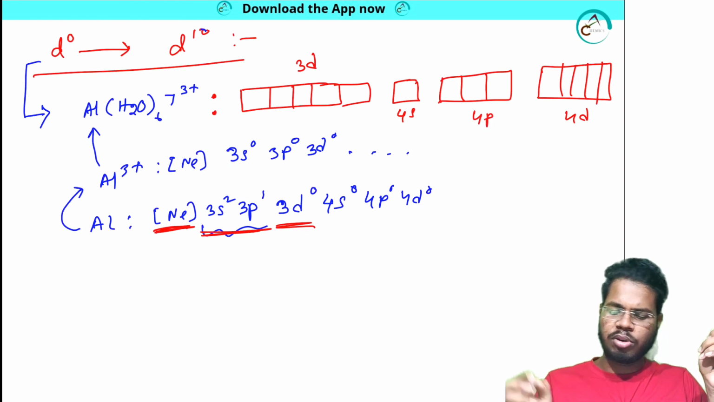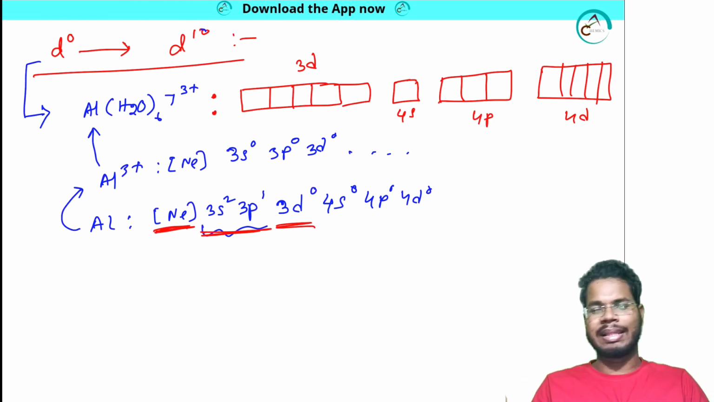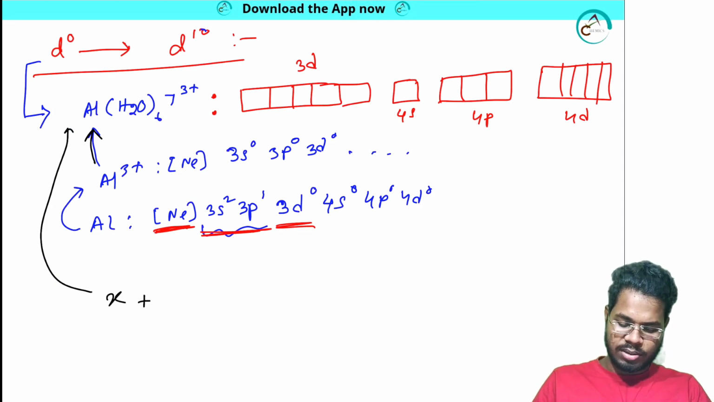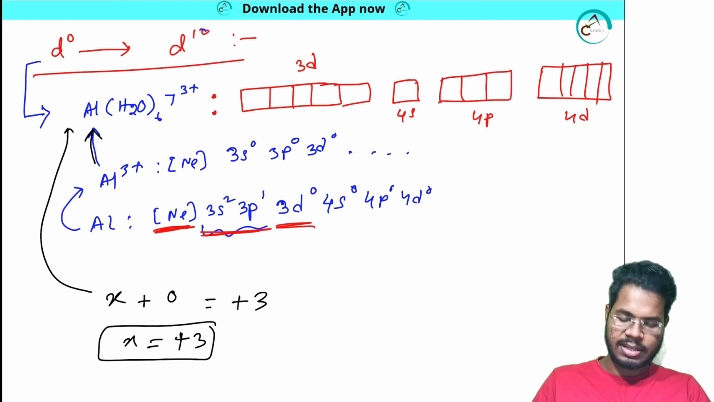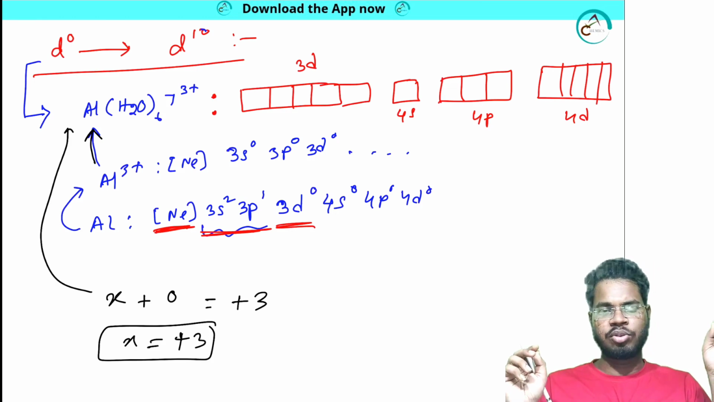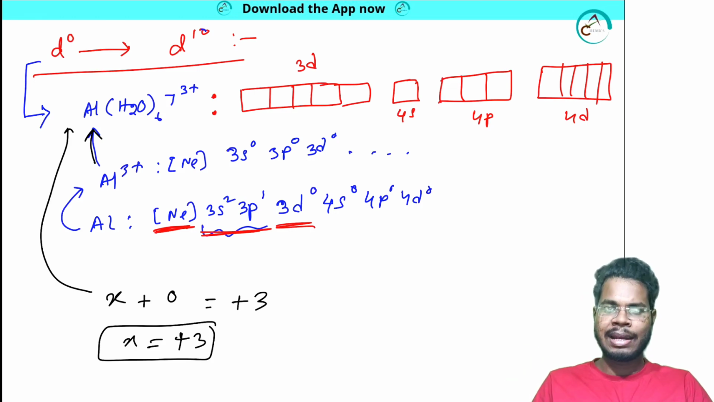But we don't want to do any business with 4p, 4d like that for this system. So how many electrons are there in the case of aluminium 3+? You just need to find out the oxidation state. How to do that? Aluminium has X, water has 0 charge, that means 0 equals overall charge plus 3, X, that means aluminium has plus 3 charge, that is aluminium 3+. So that's how we can calculate the oxidation state that I taught you in the last video, the EAN video, the effective atomic number video.